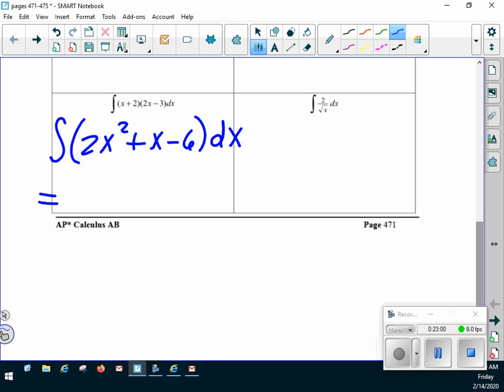What's the antiderivative of 2x squared? Yep. 2/3 x cubed plus 1/2 x squared. Yep. Minus 6x plus c. Plus c. You have questions so far? You're doing good. Lower right corner.